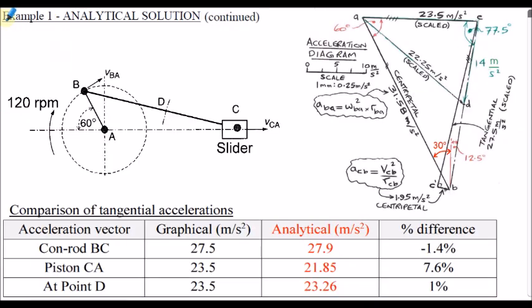Example 1, solution continued. So finally we can now compare the various tangential accelerations between the graphical method used in the previous presentation and the analytical method used in this presentation. If we consider the percentage difference between the two methods for the various acceleration vectors stated in the table, we can see that overall there is a strong correlation between the graphical method and the analytical method.